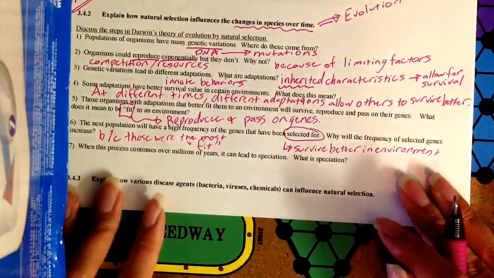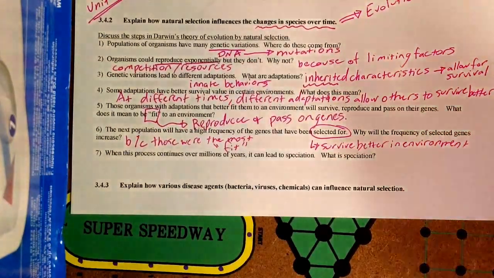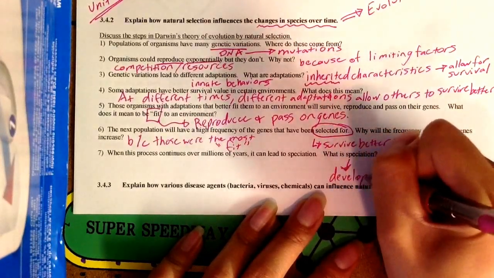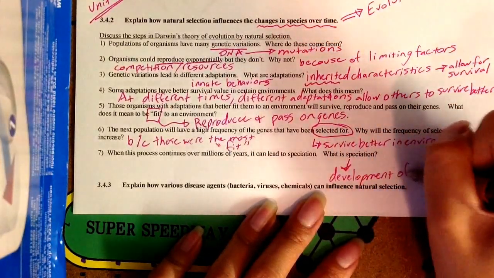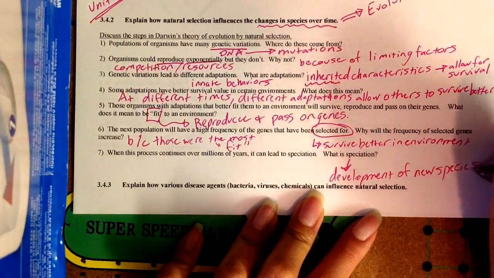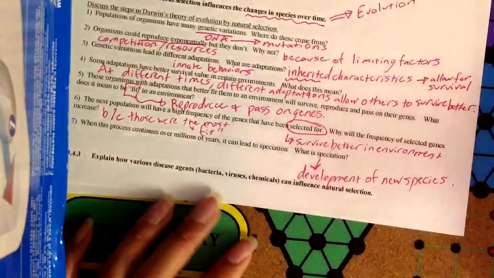Number 7, when this process continues over millions of years, it can lead to speciation. What is speciation? Development of a new species.